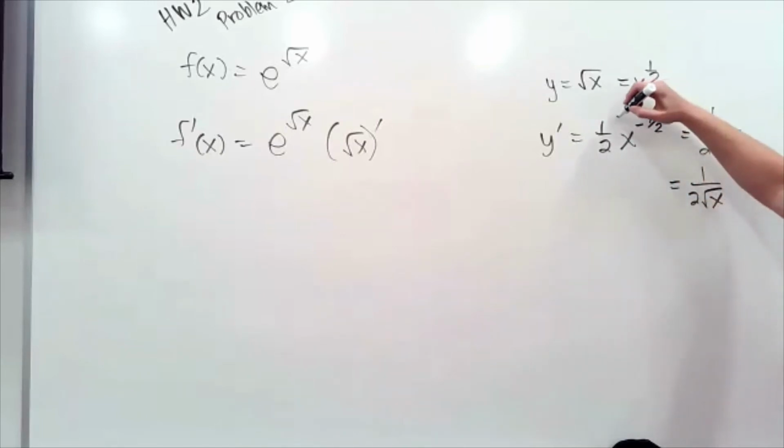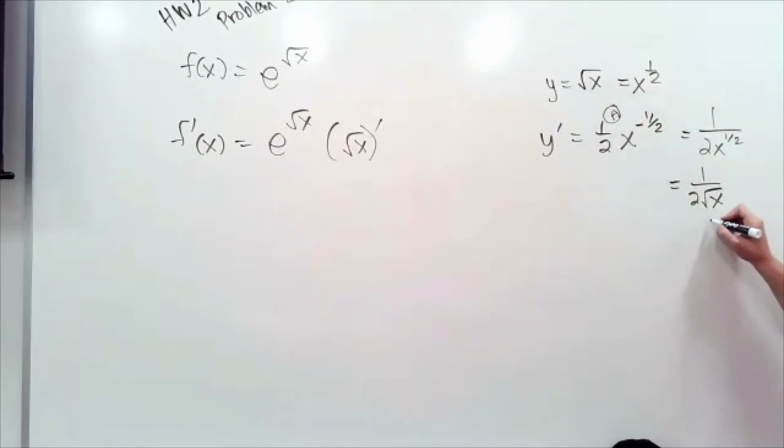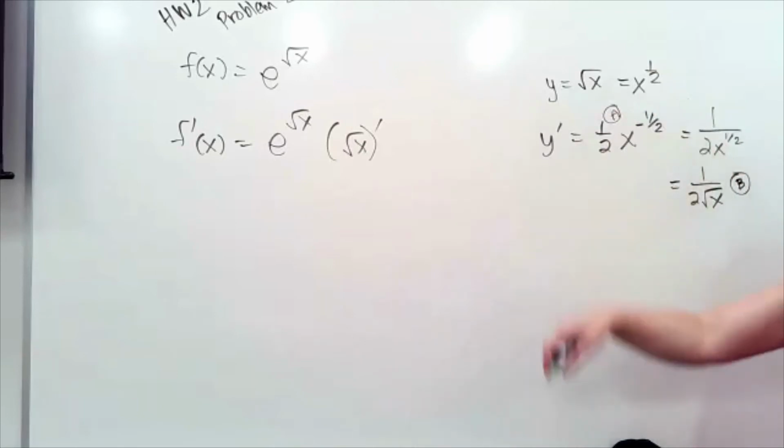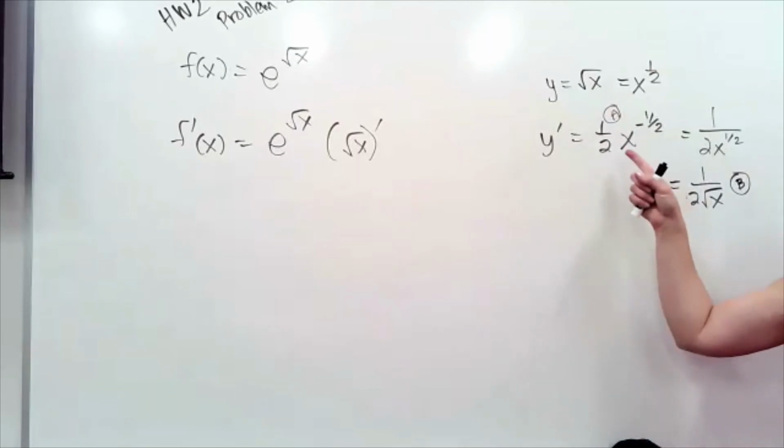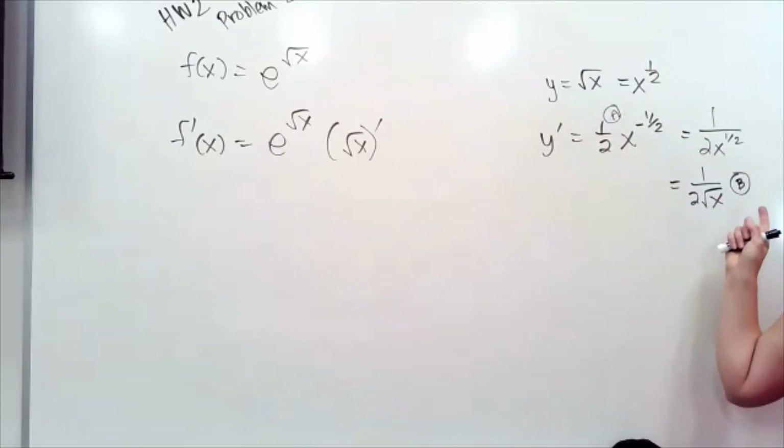If this is option A and this is option B, which do you all prefer for writing the derivative of the square root of x? Votes for A? Votes for B? B wins.